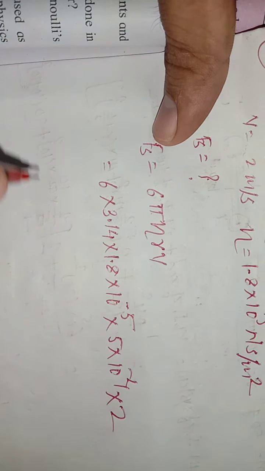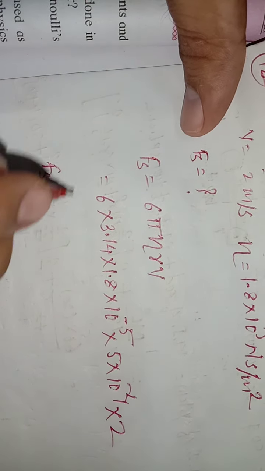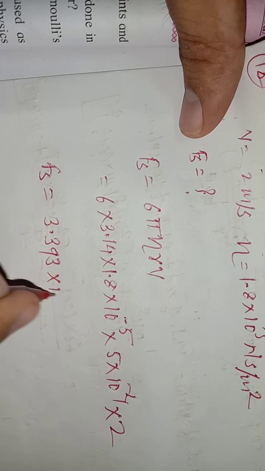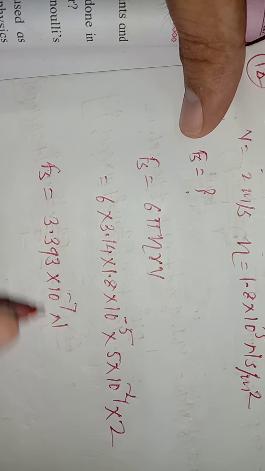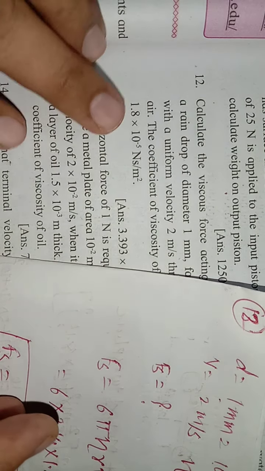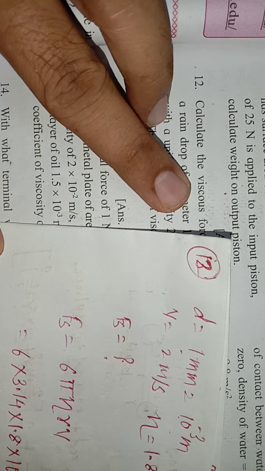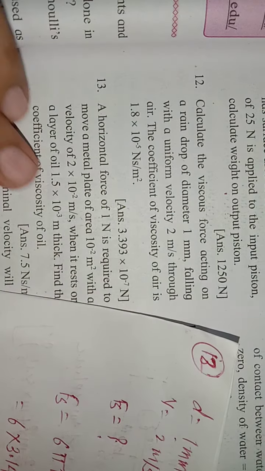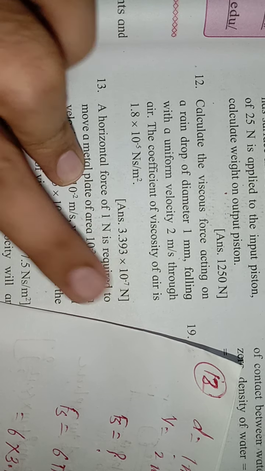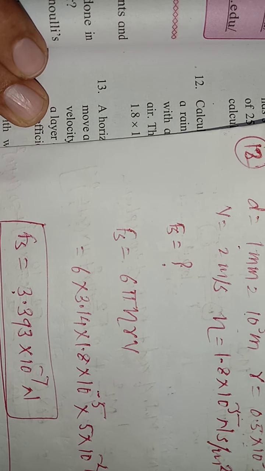When we calculate all this, we get Fs equal to 3.393 into 10 raised to minus 7 Newton. And this is the answer for question 12, calculate the viscous force. Here the answer given is 3.393 into 10 raised to minus 7 Newton. Then we go for the next, that is number 13.